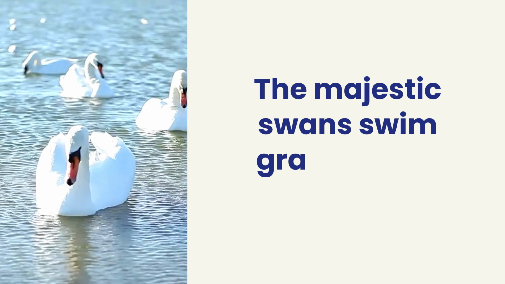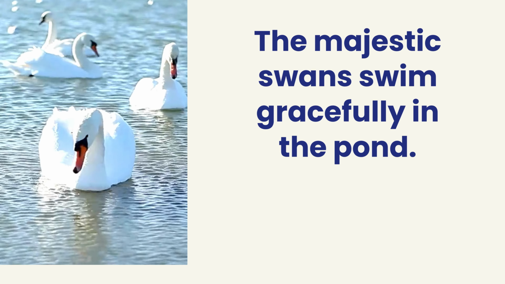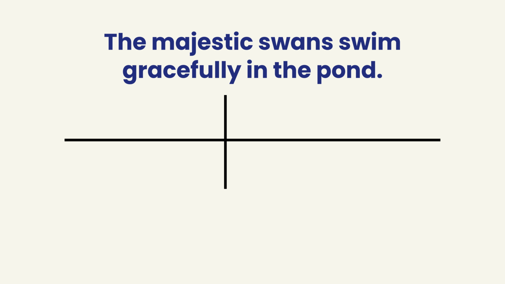Here's another sample sentence to diagram. The majestic swans swim gracefully in the pond. First, we draw a horizontal line and a vertical line. Now, what is our subject? In this sentence, our subject is the noun swans. So we place it on the horizontal line on the left side of the vertical line. And our predicate is the verb swim. We place it on the horizontal line on the right side of the vertical line.